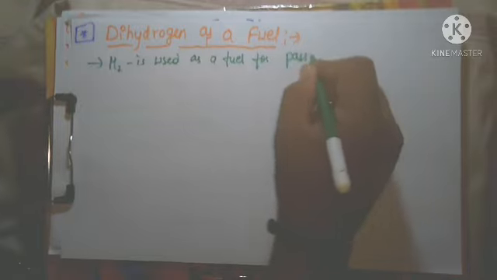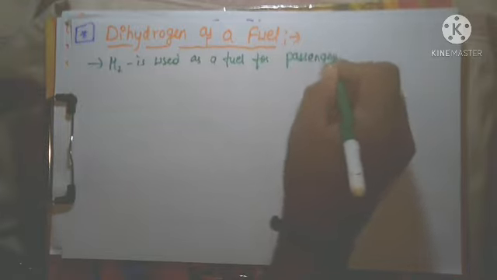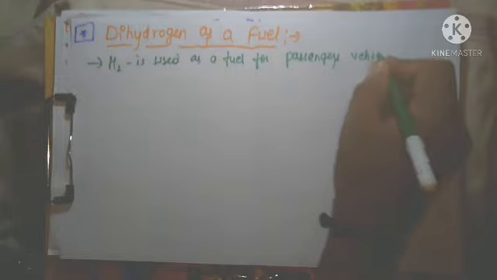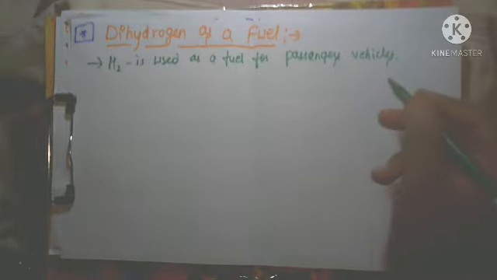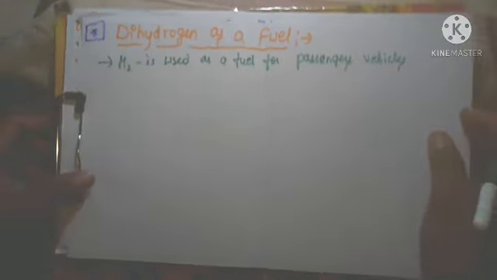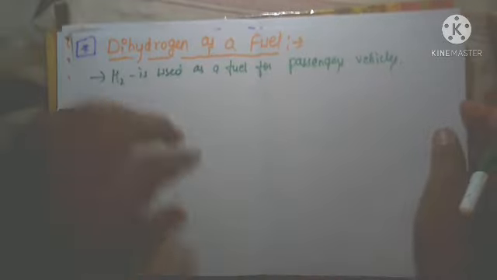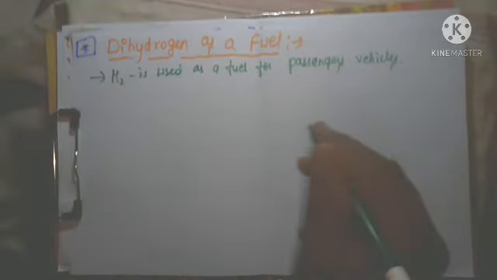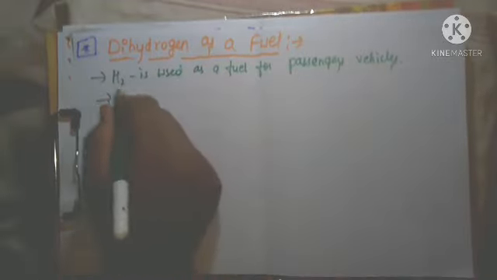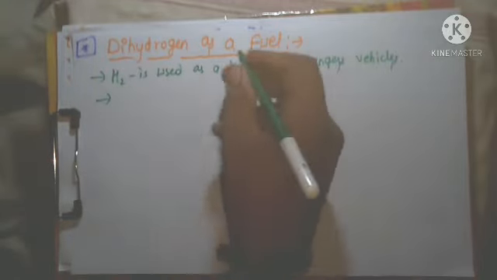passenger vehicles. Passenger vehicles means cars, buses, etc. The dihydrogen can also be used as a fuel, like petrol, like diesel, etc. Now, why is it used as a fuel? Why is dihydrogen used as a fuel?